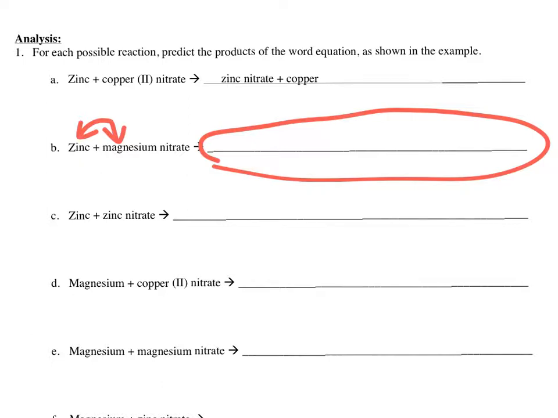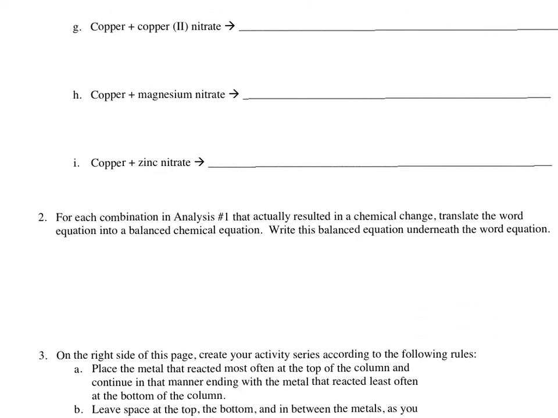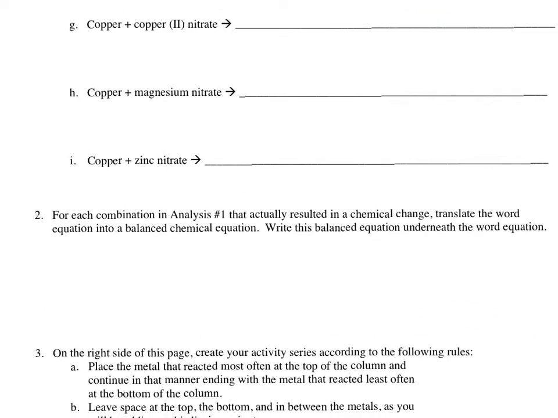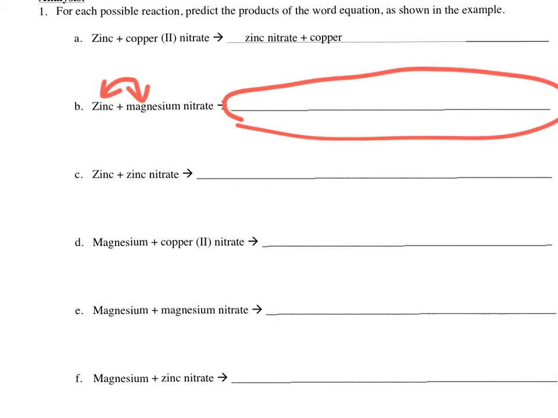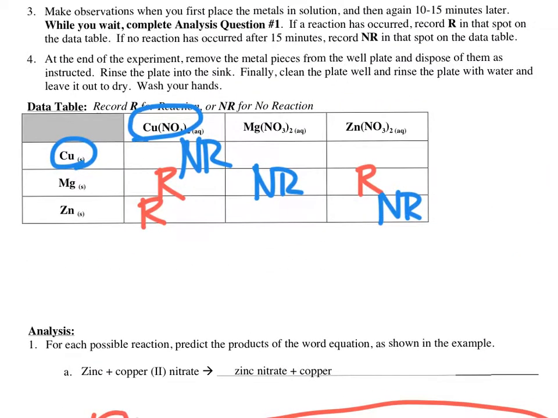The other thing you need to do is down here at the bottom of the page. It says for each combination that actually resulted in a chemical change, you need to translate that word equation into a chemical equation. So what you want to do is go back to your data table and try and find the 3 reactions that are then listed in the analysis section. So we're going to do this first one right here for magnesium and copper nitrate, and then we'll just figure it out from there.